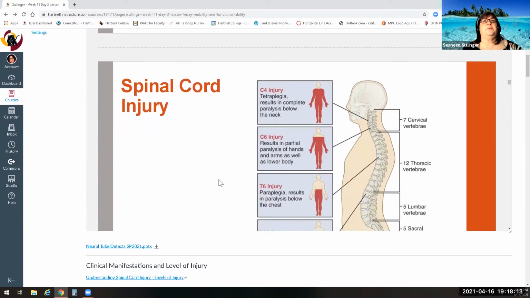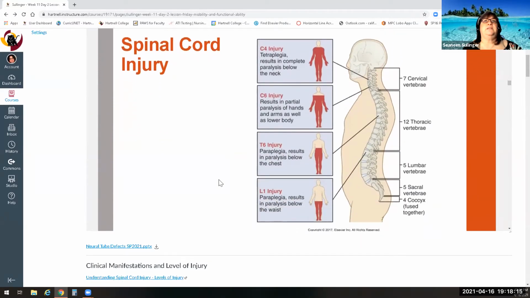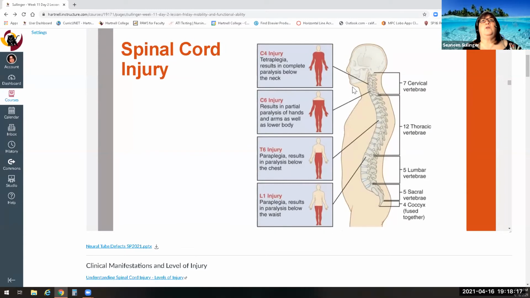And then it's just kind of repeating the areas. So you kind of see C4, cervical four, there's seven cervical. So if it's a C4, complete paralysis below the neck. So that's the part that's shaded here. This is one of the questions that you're going to get on that case study. It's going to ask you based on this particular patient, where would you expect the paralysis to occur?